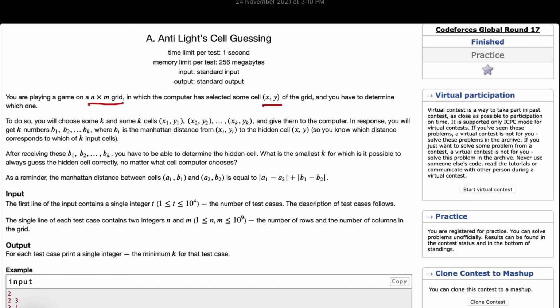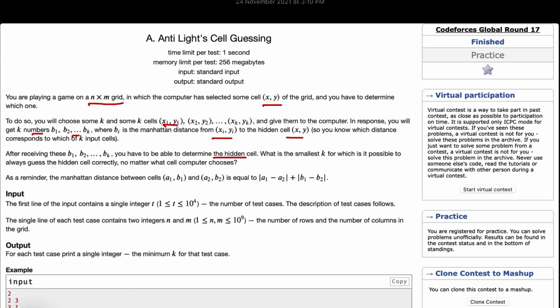For this, we will choose some k and some k cells and give them to the computer in the form of coordinates like (x1, y1). In response, the computer will provide us k numbers, b1, b2 up to bk, where bi is the Manhattan distance from (xi, yi) to the hidden cell (x, y). That is, we'll choose some cell and give it to the computer, and the computer will provide us the Manhattan distance between our given cell and the hidden cell. So after receiving these distances, we have to determine the hidden cell.